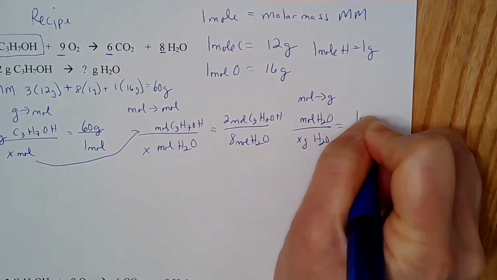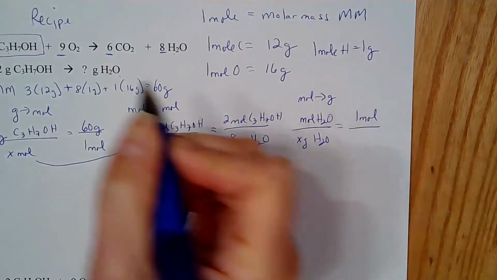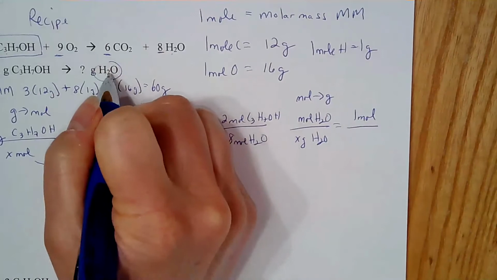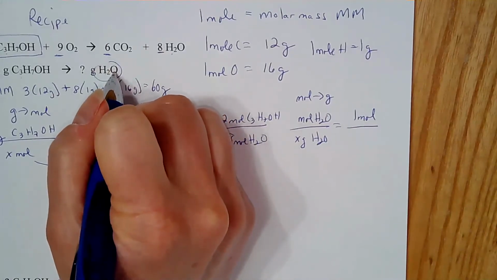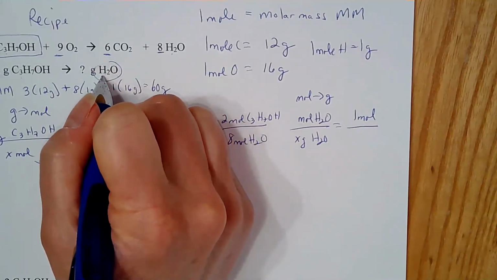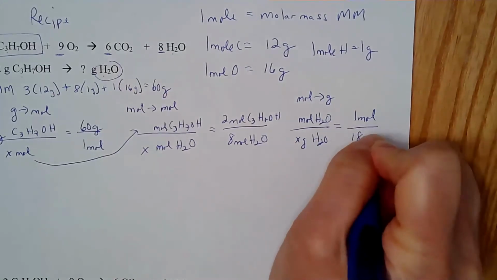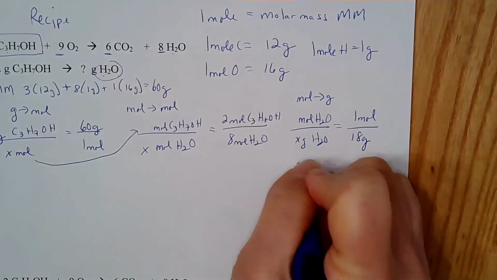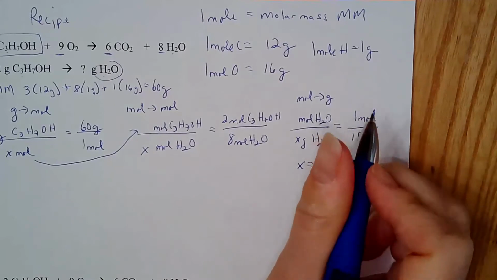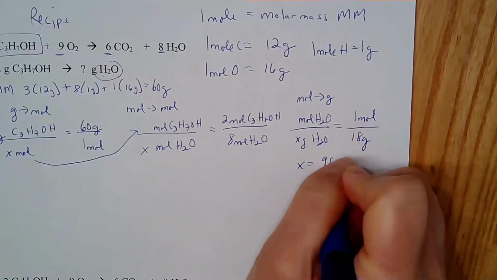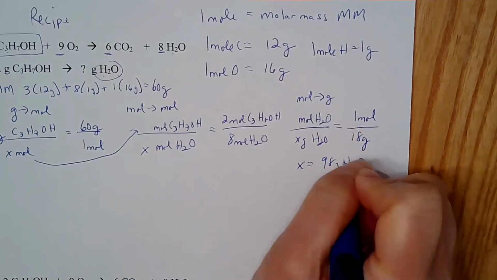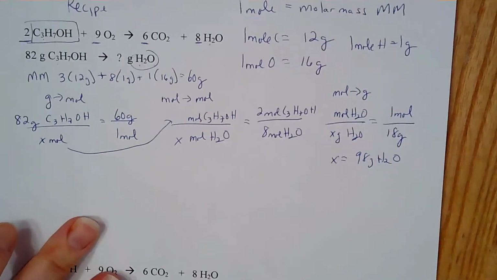And I'm going to use the idea of the molar mass of water. Well, molar mass of water is, I have 16 grams, because if I have oxygen plus 2 from the hydrogen, I have a total of 18 grams for the molar mass. And my X comes out, once all of this is done, to be about 98 grams of water. Okay, so that's how you were taught first year chemistry.